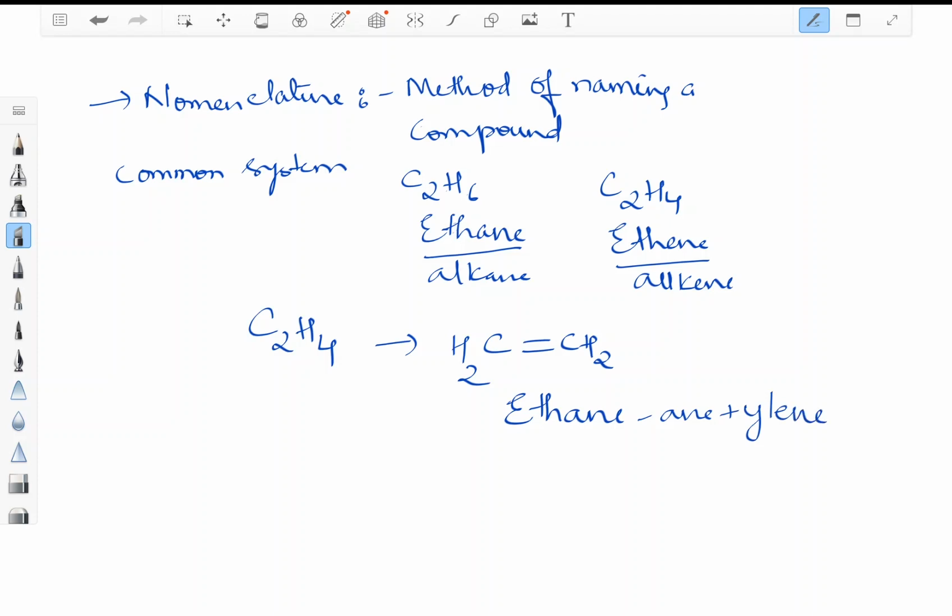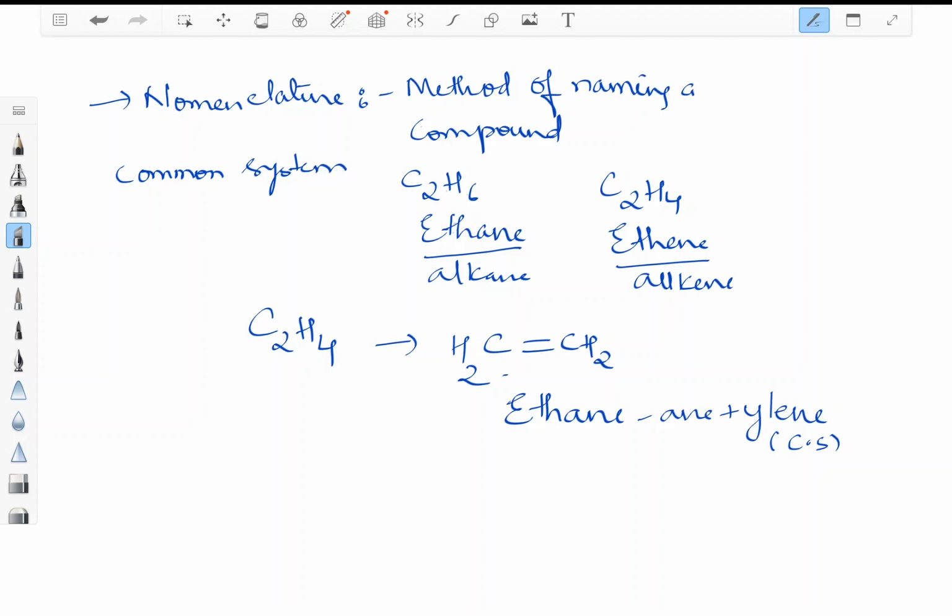-YLENE is for the common system of nomenclature. Remember this. We are not talking about IUPAC nomenclature. We are talking about the common system. We are taking the reference of ethane, because this ethene, which we know now, was previously named in the common system using ethane. In ethane, we have two carbons and six hydrogens. In ethene, we have two carbons and four hydrogens.